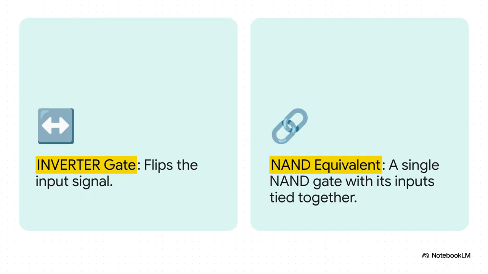First up, the inverter, the NOT gate. How do you make a NAND gate act like one? It is shockingly simple. You just take one NAND gate and literally tie its two inputs together. That's it. Now, whatever signal you send in, it gets flipped on the way out. It's a perfect inverter. So one down, two to go.